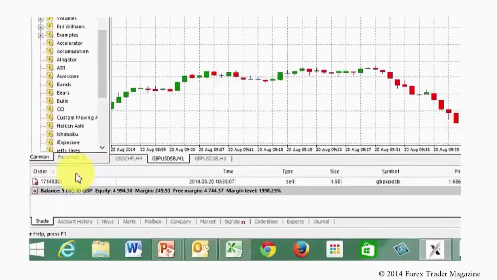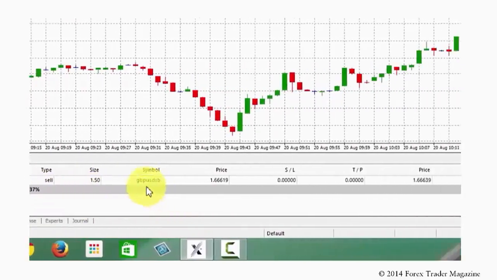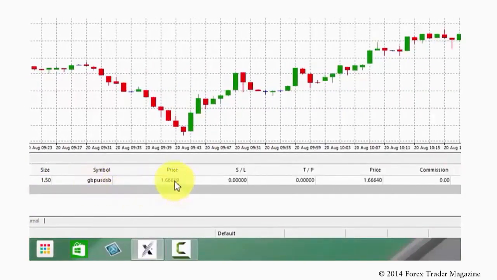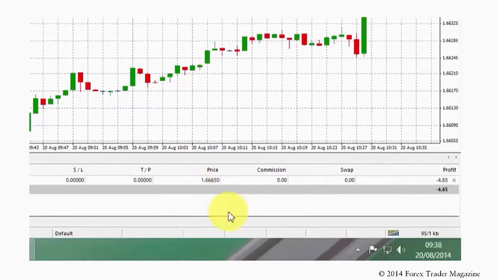We can also see at the bottom of the screen, in the tab called Trade, we've now got that number again, the time and date, the fact that it was a sell as opposed to a buy, the volume, the symbol we're trading, and the price that we're in at. And we can see the current price, and we can also see what profit or loss we're in with this trade.